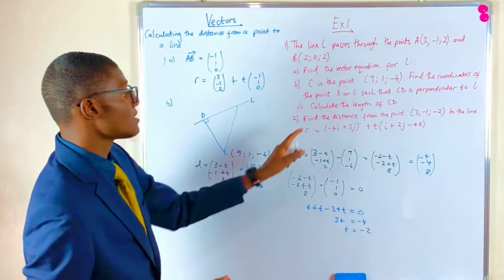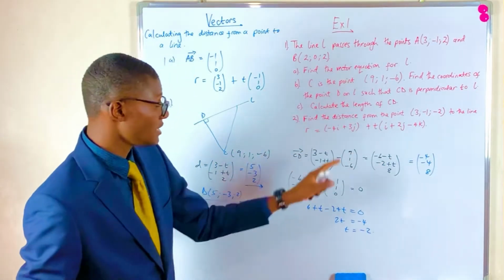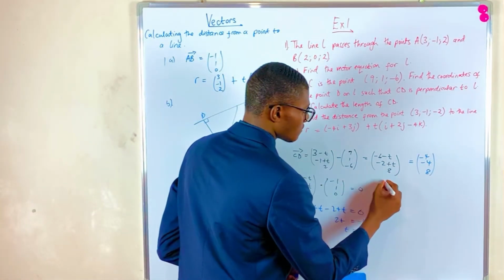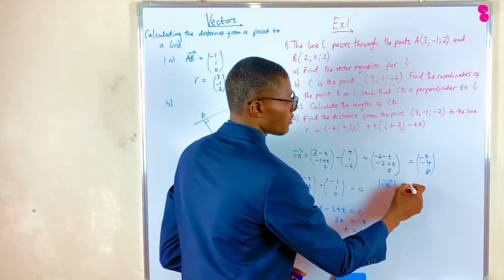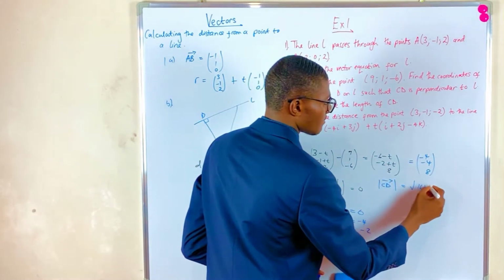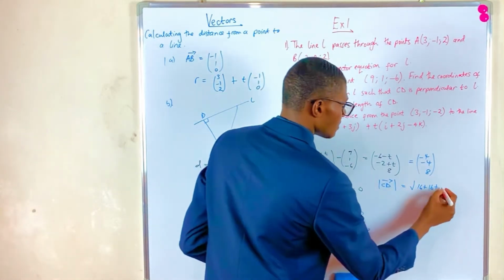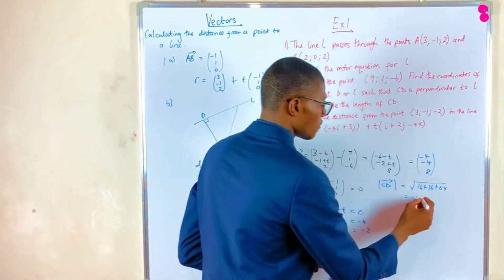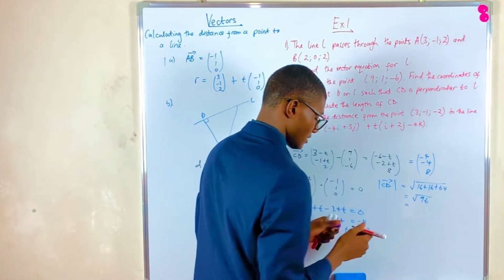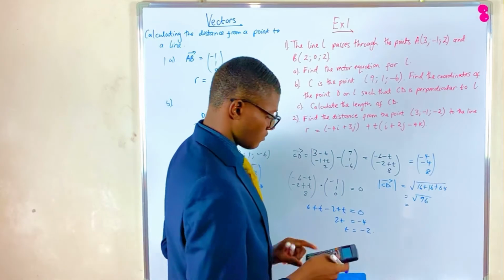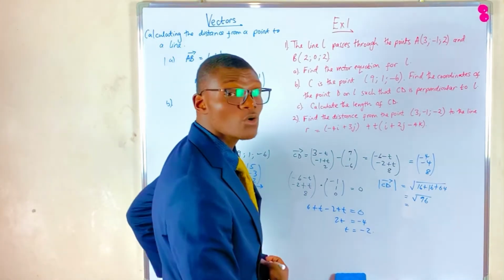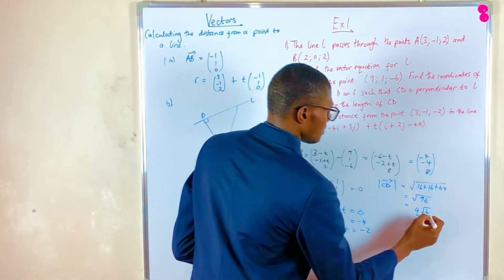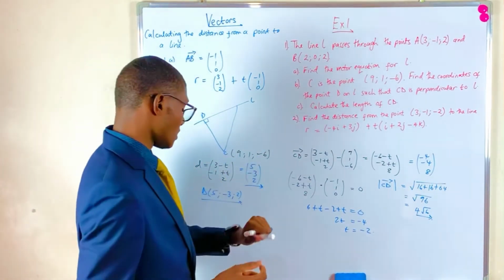Then part C now says calculate the length of CD. So now we are going to substitute this T into CD. Then the magnitude of CD shall be equal to the square root of minus 4 squared, that's 16, plus minus 4 squared, 16, plus 8 squared, which is 64. Root of 32 plus 64 will give us 96. Then root of 96 is equal to 4 root 6. So we can actually leave it in surd form. So 4 root 6 is the length of CD. So this was number 1.